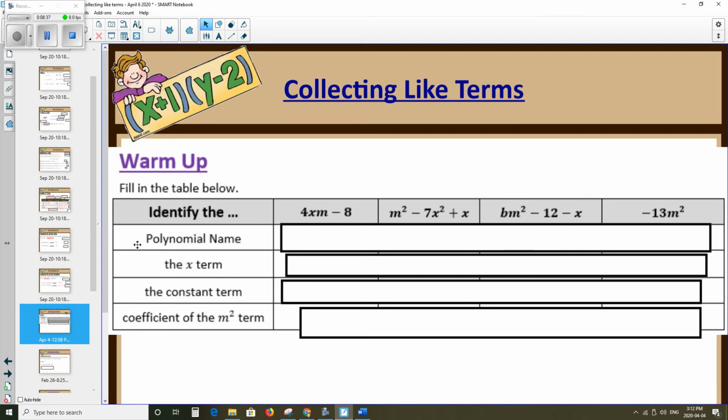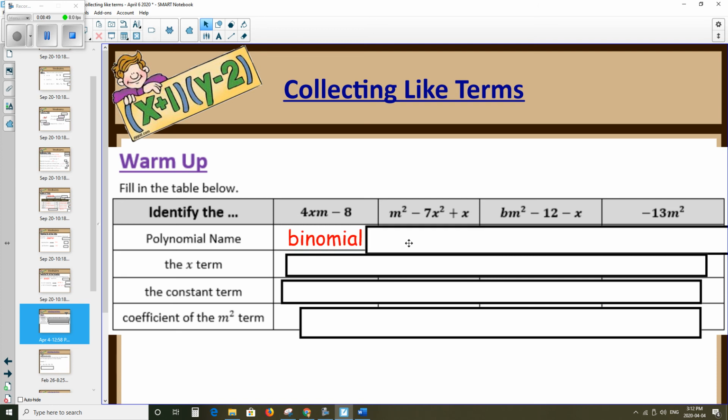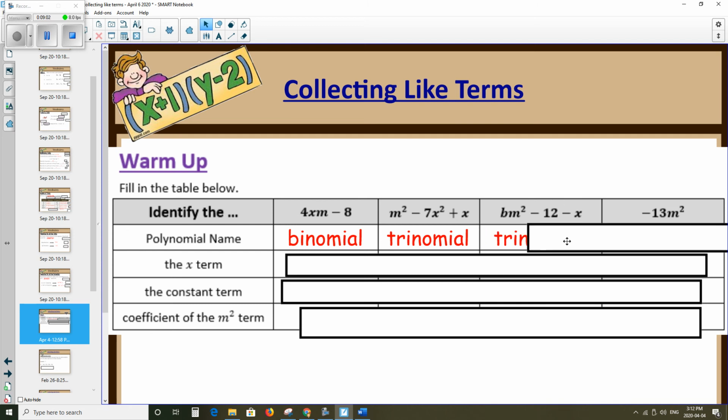All right, so we're going to name each polynomial first, and the special name depends on how many terms are in each polynomial. Okay, so the first polynomial, you can see that we have two terms, 4xm minus 8. That's called a binomial. The second example has 3 terms. That's called a trinomial, right? They're separated by pluses and minuses. The third example has also 3 terms, and the last example has 1 term, so that's called a monomial.